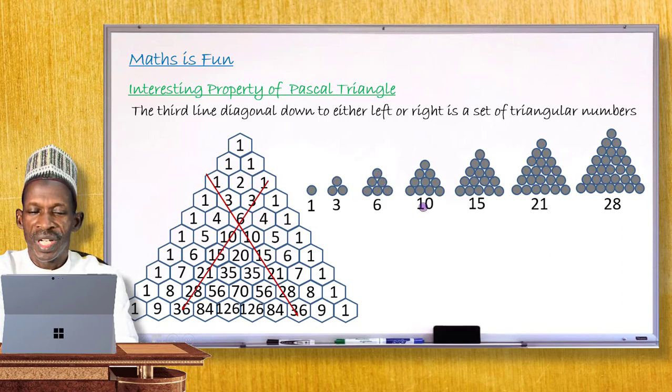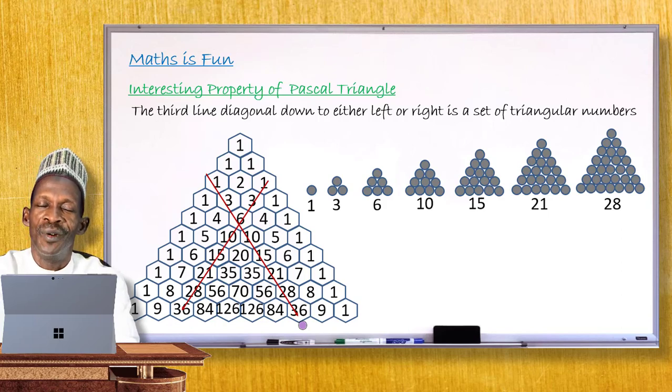If you have 10 also, you can use those 10 balls to form a triangular arrangement with 4 at the extreme bottom, 3 next, 2 next, and 1 at the top. This forms a triangle. Similarly, with 15, you can form a triangular pattern using 15 balls. Similarly, you can use 21 balls to form this triangular arrangement, and 28 as well, a triangular number. This is amazing. We will see more of this interesting property of the Pascal triangle in our next lesson.